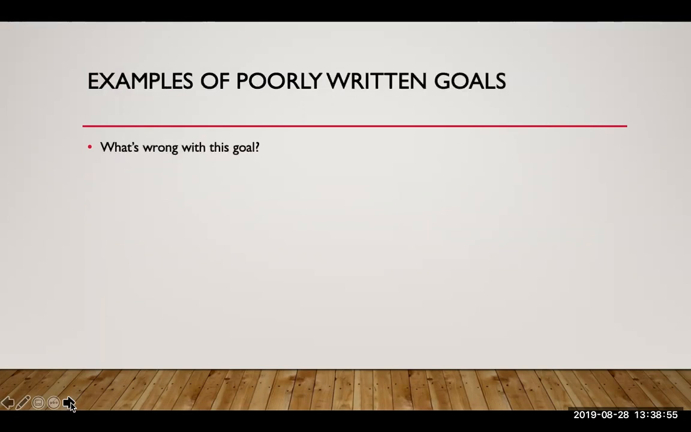So let's look at some poorly written goals. Students will understand sensate focus. So this is not well written because it's really vague. We really just don't know what understand means. It's hard to measure understand. We don't know what they're understanding about it. So it's not specific enough.